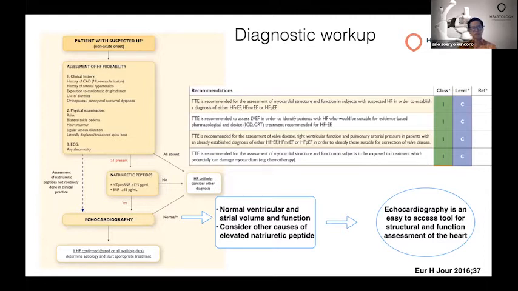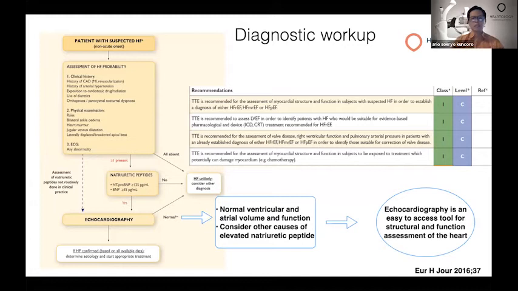This is the point where the echo is very important for heart failure diagnosis, because the echo is able to detect ventricular dimension, abnormalities, and also dysfunction of the heart. And I already mentioned that echo is quite easy to access, and also relatively cheap.